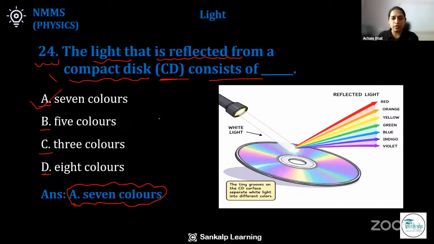It consists of 7 colors. See, it looks like this, right? When you see a CD or compact disc, it looks like this. So the tiny grooves on the CD surface separate white light into different colors. That is the reason why we observe different, 7 colors.